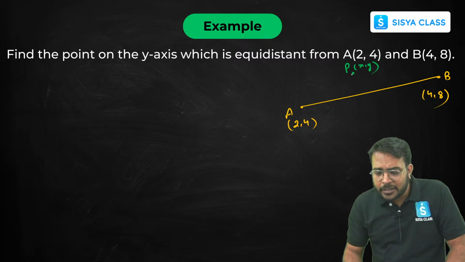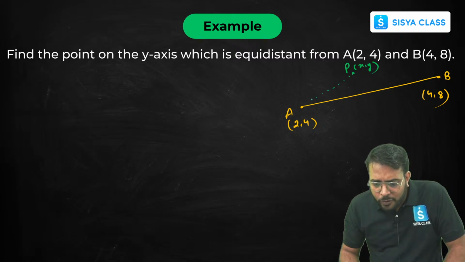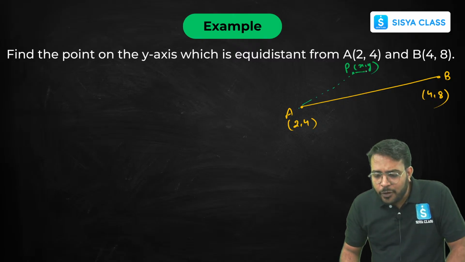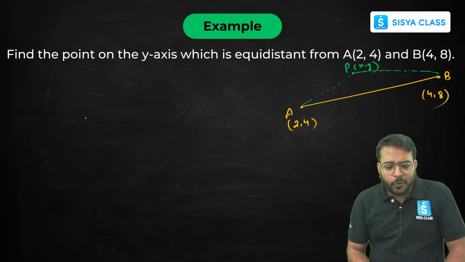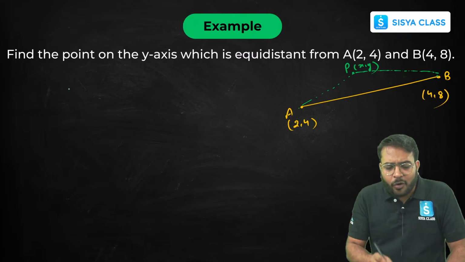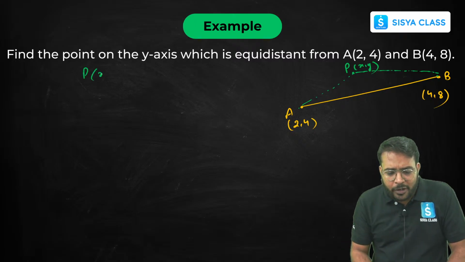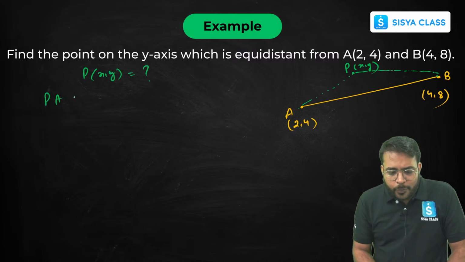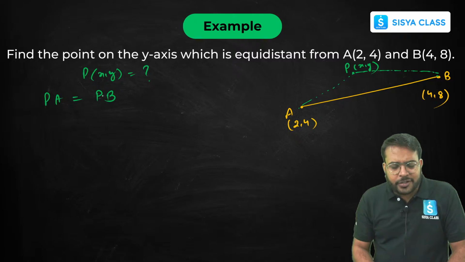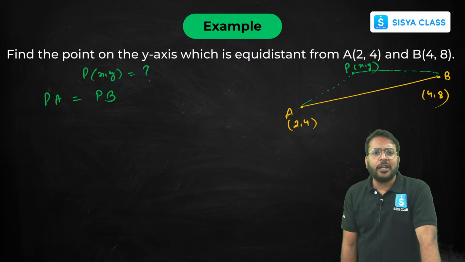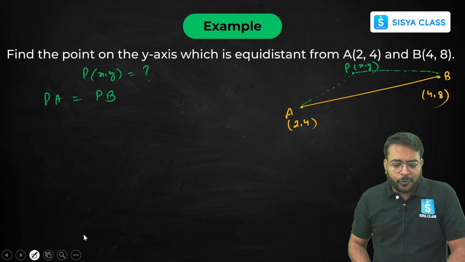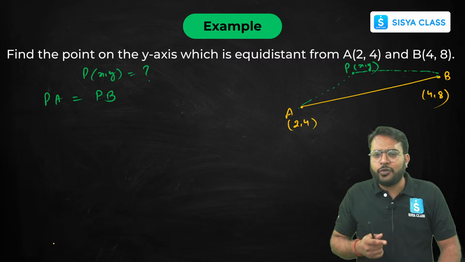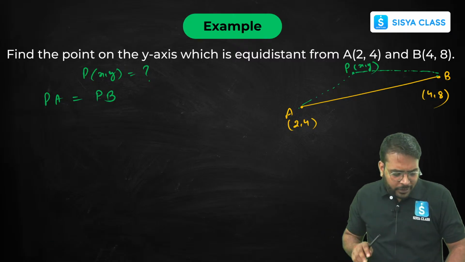That means when you find the distance PA and the distance PB, they should be equal. Yes or no? That means I need to find the coordinates of point P such that PA should be equal to PB. That is the condition. Only this is the concept. After this, you just use your formula, substitute your values, and get your answer. Understood my point?